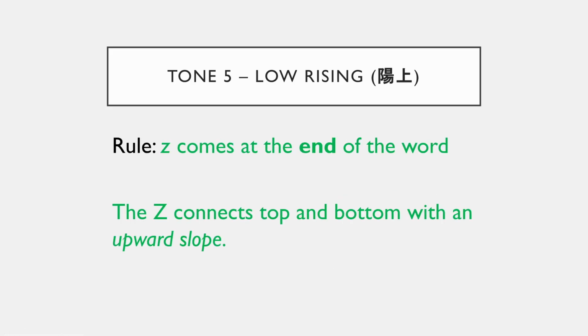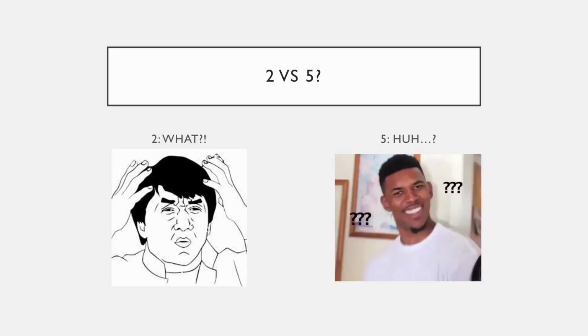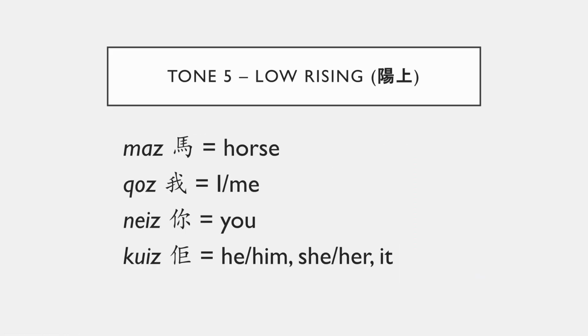Next is tone 5, which I've already been talking about. That's the low rising tone. And this is basically the same thing. The letter Z comes at the end of the word. Okay, so here are some examples of that. "Ma", "ngo", "ne", "koi". And for anyone who's confused about the difference between 2 and 5, which are both rising tones, tone 2 is a much higher rising tone. So, for example, if you say the English word "what", that's a high rising, as opposed to tone 5, where that would be like the English word "huh". So again, this is just a low rising, like "ma", "ngo", "ne", "koi".